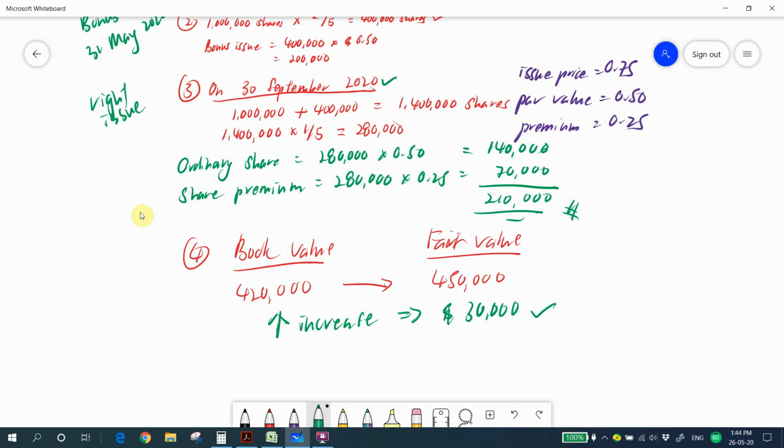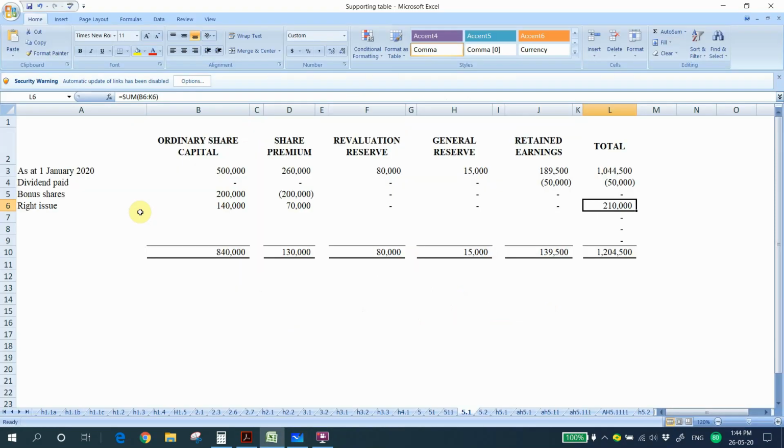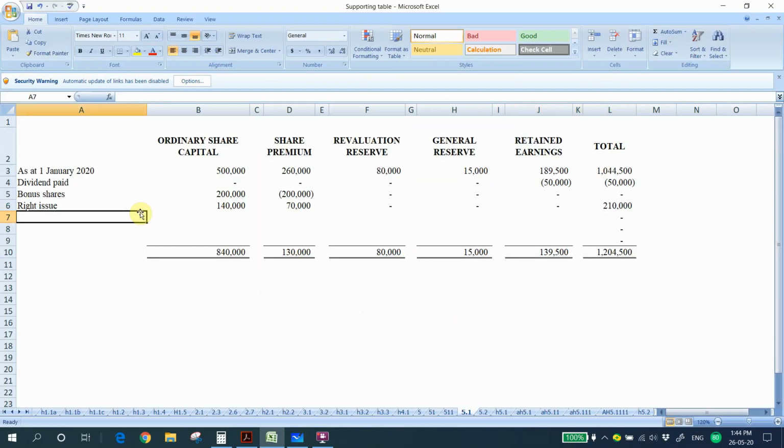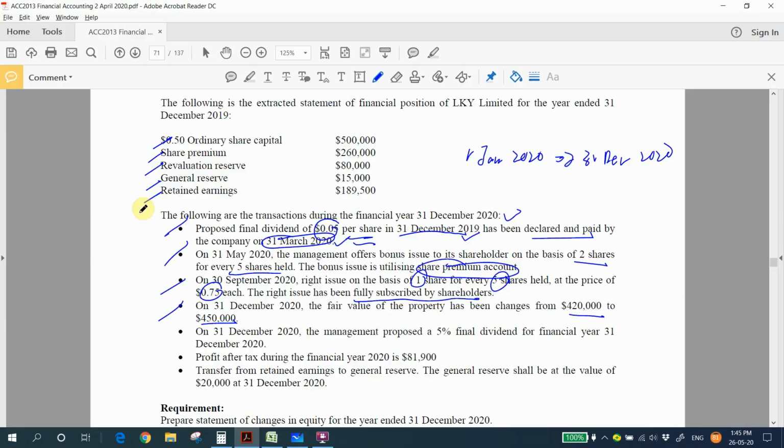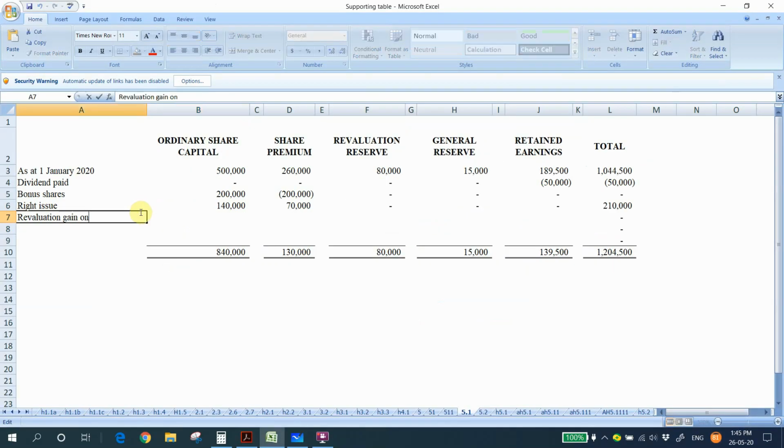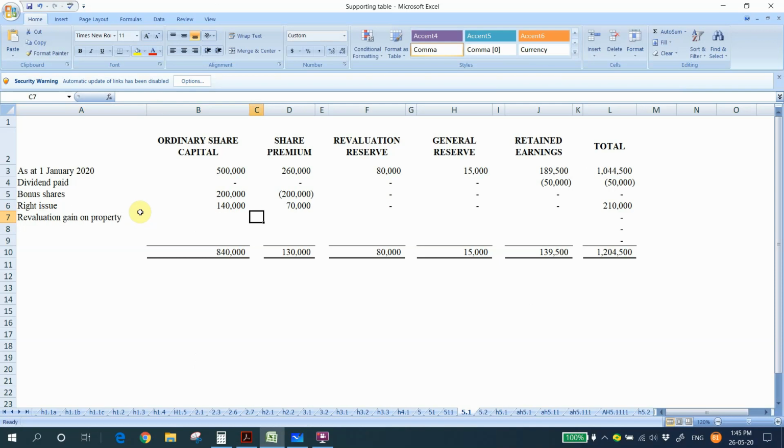This has been covered in your FA1 chapter 5. So if you're still not familiar with fair value adjustment, you can have a look at your FA1 chapter 5 video. So, revaluation gain on this property. The increment is 30,000. So this 30,000 we indicate in the revaluation reserve.